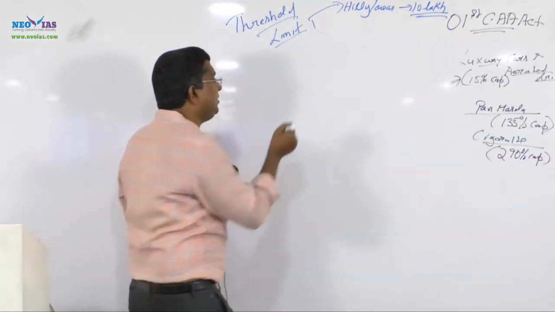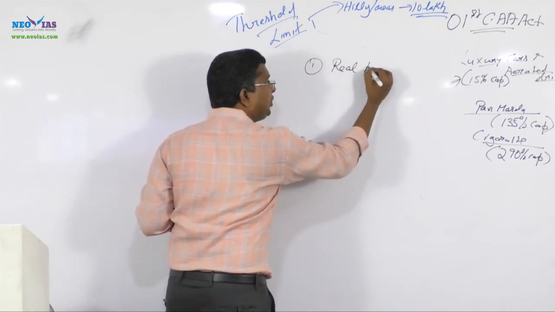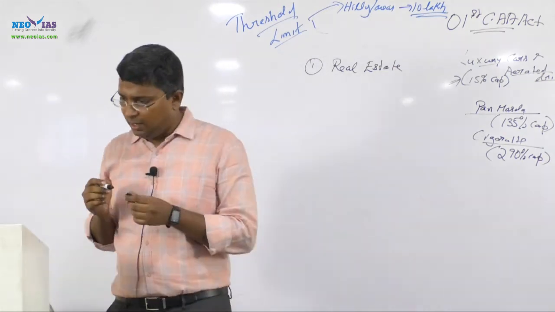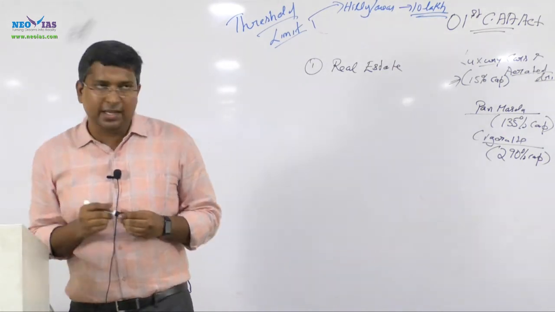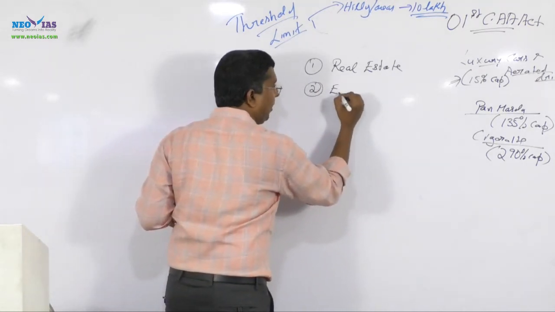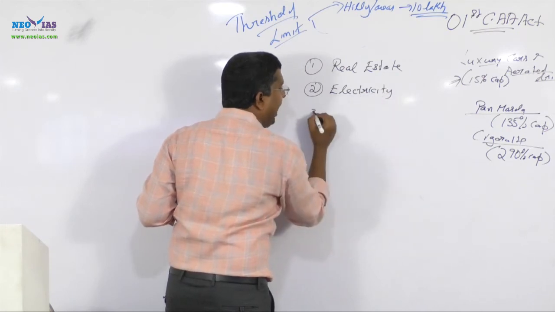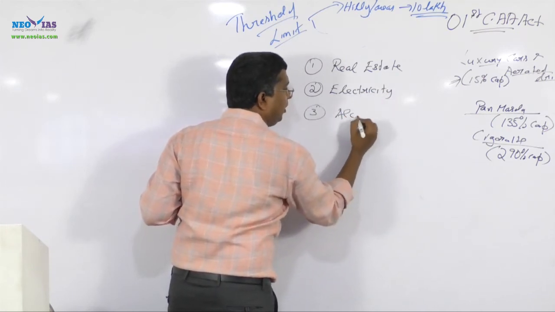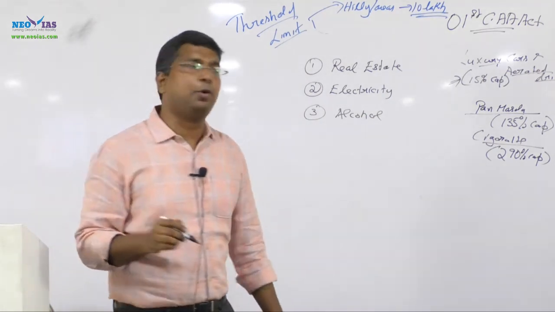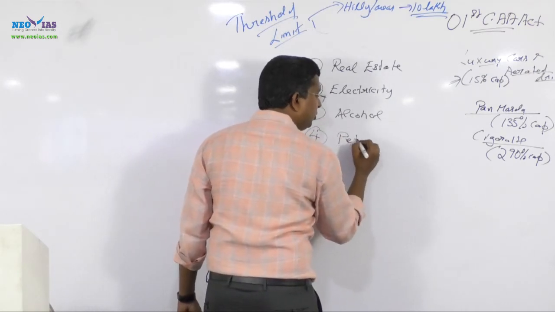First is real estate. Real estate presently is not put under GST. In future it may happen. For the time being it is excluded. Then electricity. Electricity will not come under GST. Then alcohol is not presently included, and petroleum products are also excluded, but petroleum products will come very soon.